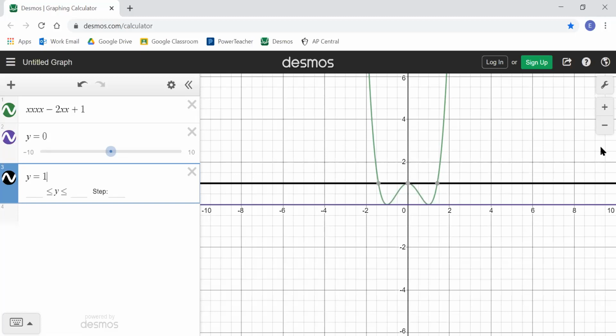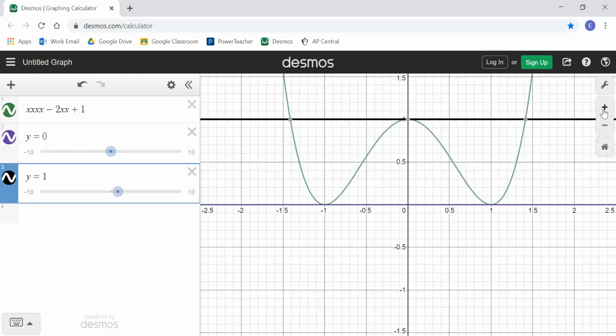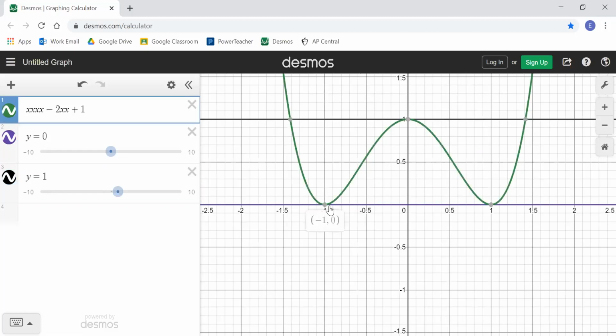So this line is tangent to the function at this point. It means it touches it and stays on the same side of it. Even though it touches the function elsewhere, it's still tangent to the function at this point. And this one is tangent at this point, and it is tangent at this point. Good or no? Yeah.